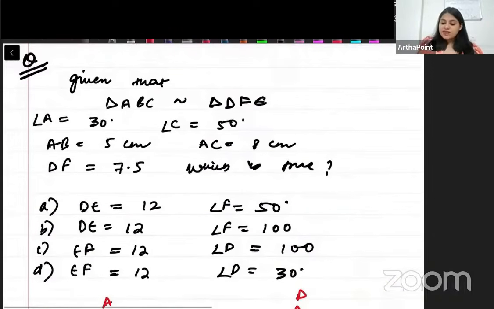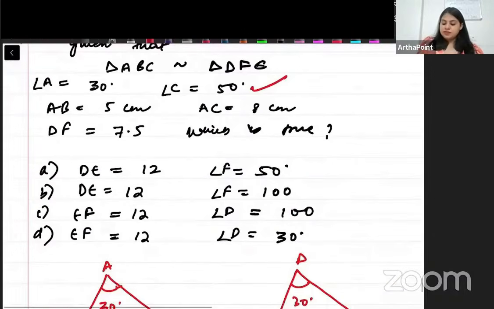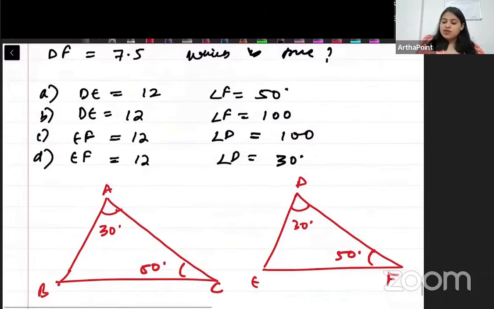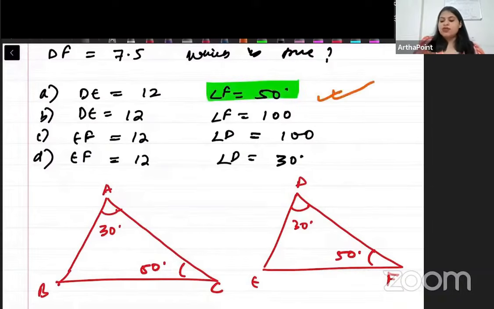Then it says angle C is 50 degrees. So beta, if angle C is 50 degrees and they are similar to each other, then F is also 50 degrees. Any property you apply, all angles have to be equal. So we know that F will be 50 degrees. Automatically, this answer should be the correct one. A should be correct, right?